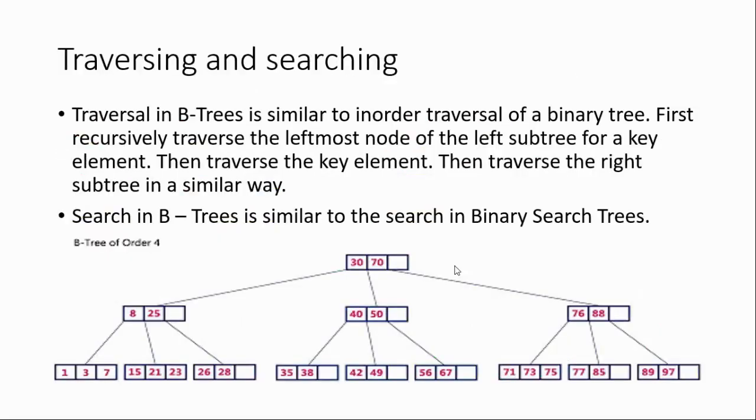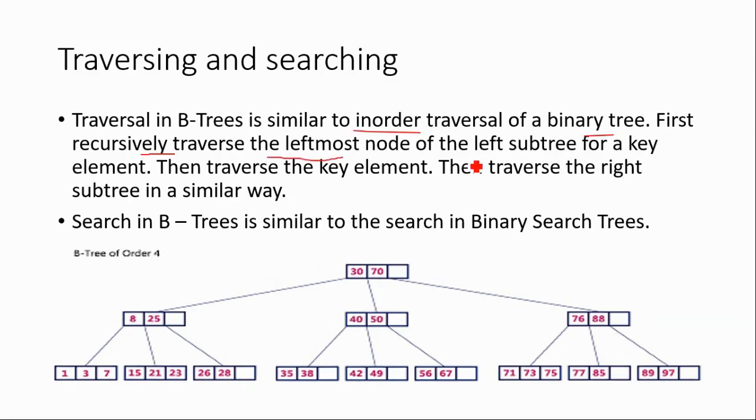So let's see about traversal and sorting. How do we perform a traversal of the tree? Traversal in B trees is similar to in-order traversal of a binary tree. First, recursively traverse the leftmost node of the left subtree for a key element. Then traverse the key element and then traverse the right subtree in a similar way.